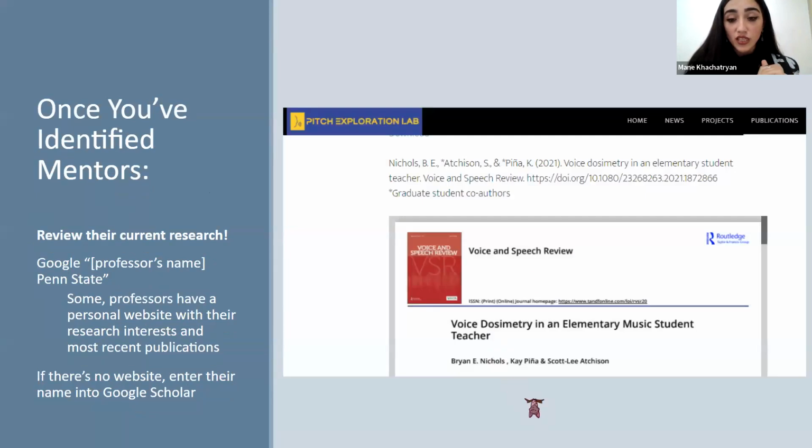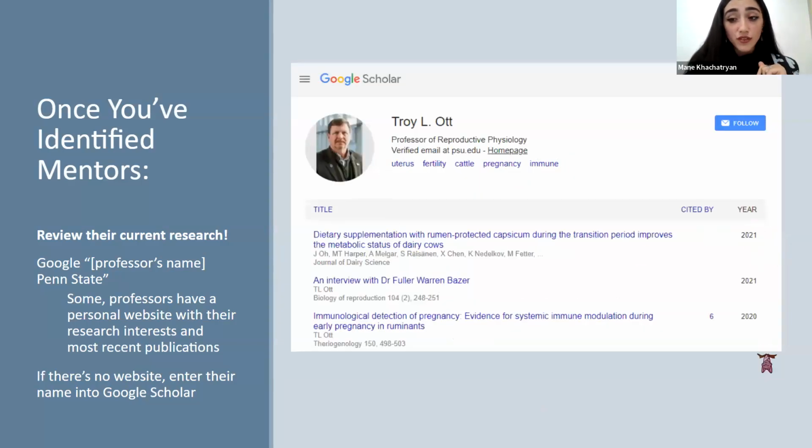Get familiar with the work that they do, see if they require any skills that you already have, or if they are using techniques that you're not familiar with. See if their research really interests you. It's also worth seeing how prolific their research is, how often they publish, and the citations of their publications. Citations show how accredited they are in their field, if other researchers are also citing them. Google Scholar is a good resource for finding publications.